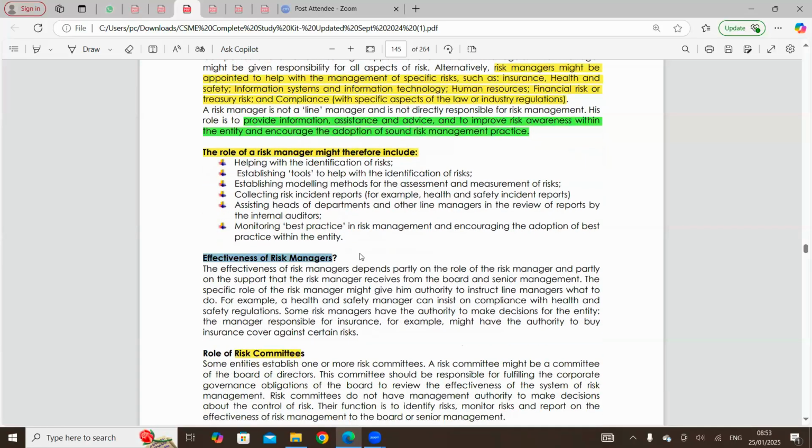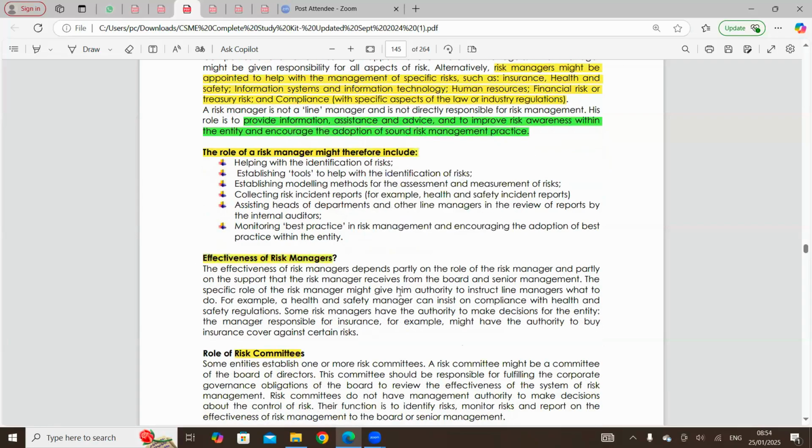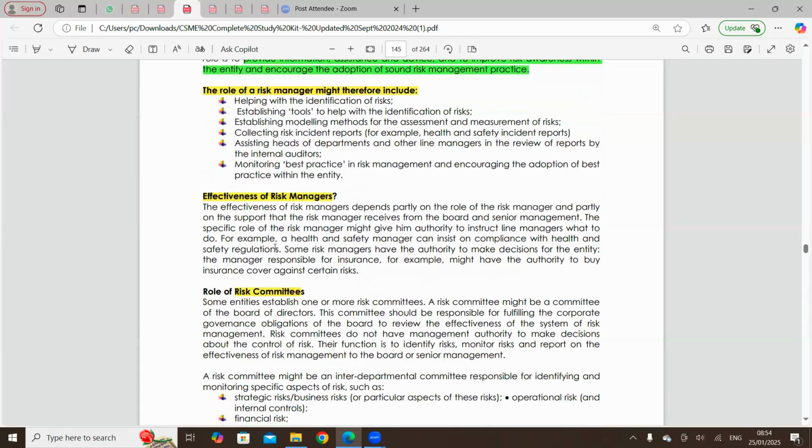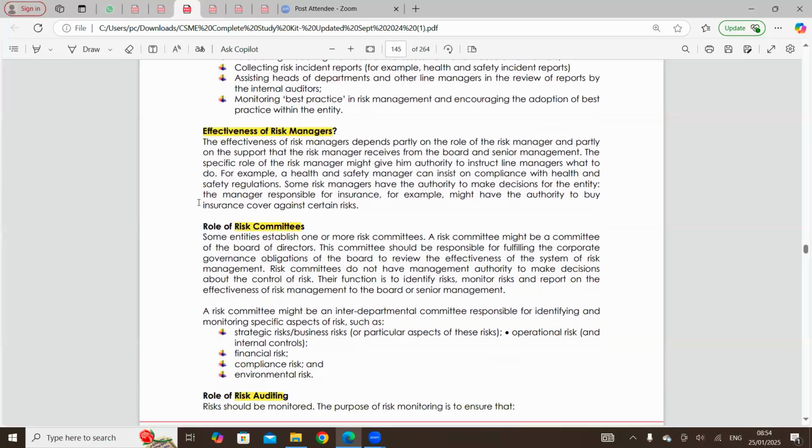evaluating the effectiveness of a risk manager. Evaluating the effectiveness of a risk manager. I saw Augusta on this call. She has dropped off. Augusta, read for us. Read: evaluating the effectiveness of a risk manager. How can we evaluate the effectiveness of a risk manager? You can continue.